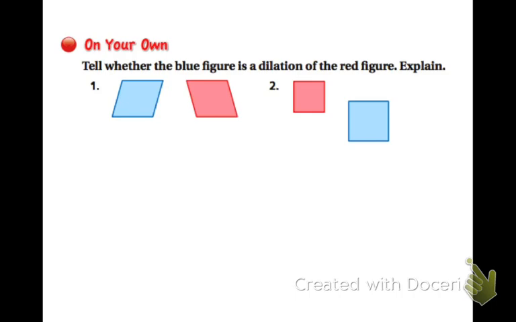In the first one, we look at them and they do appear to be congruent, which does not make it a dilation. Remember, a dilation, by definition, will make it smaller or larger. Since it has not changed size, it is congruent. We look to see what else it is. So tell whether it is a dilation. No. This is a reflection.